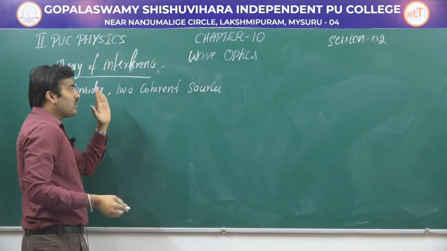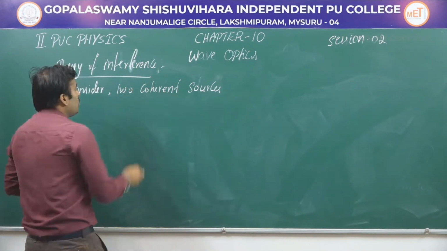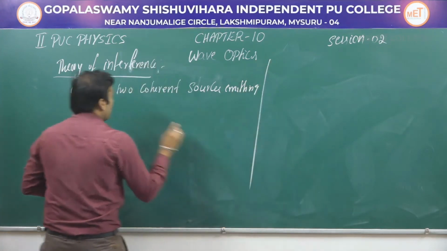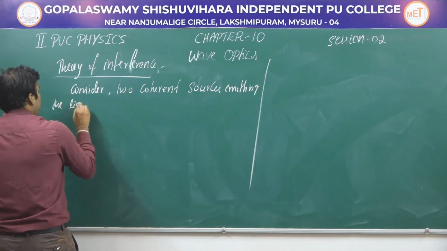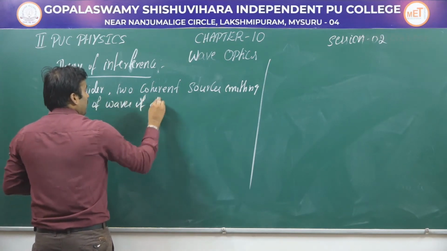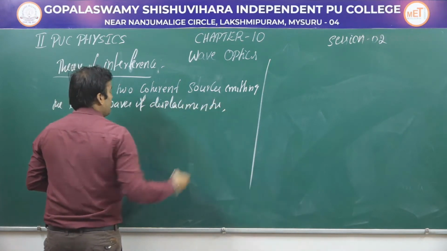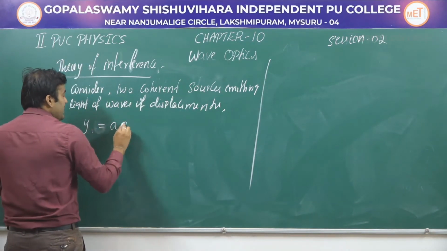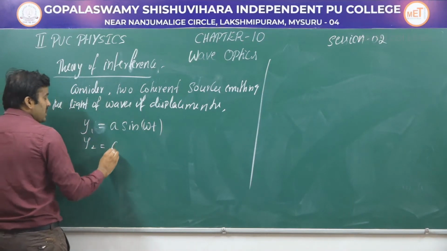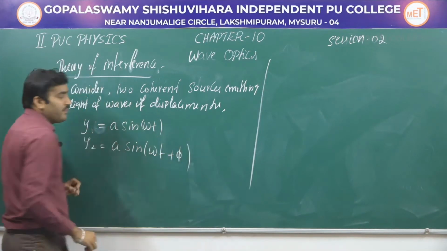As I told you, for the case of interference, the sources must be coherent sources. Two coherent sources emitting light waves of displacements y1 is equal to a sine omega t and y2 is equal to a sine omega t plus phi.